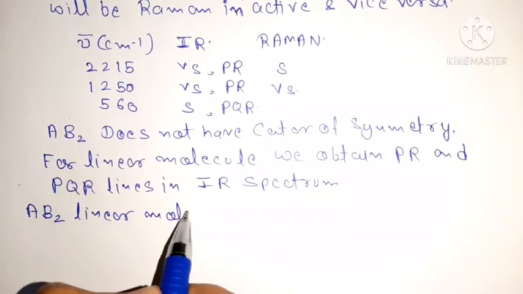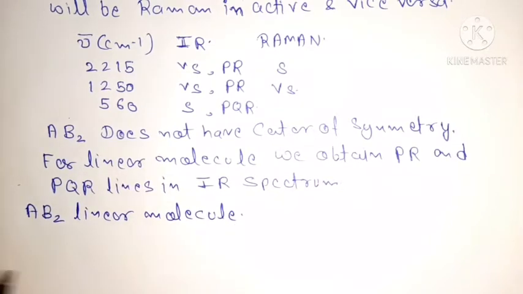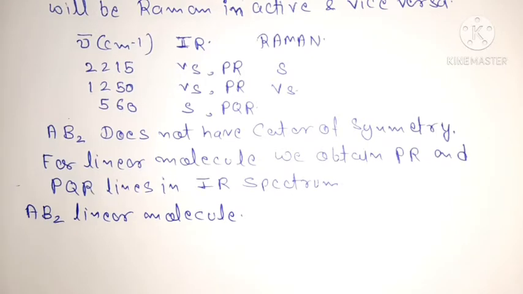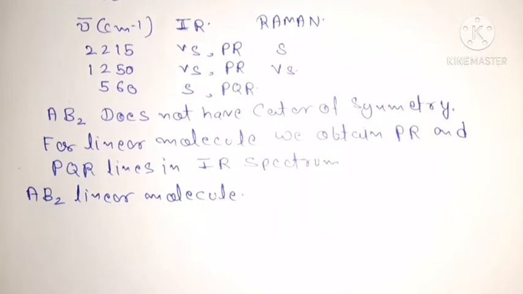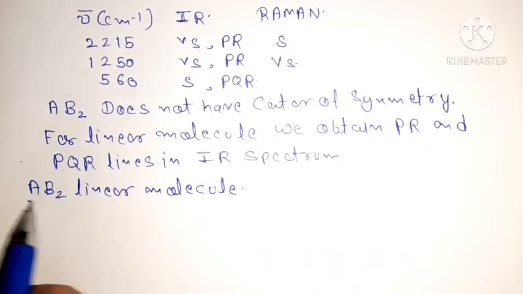We conclude that AB2 is a linear molecule. That means option number first or third will be the right answer. The second and fourth will be cancelled out totally. Now it should be linear symmetrical or linear asymmetrical. We decided AB2 is a linear molecule.